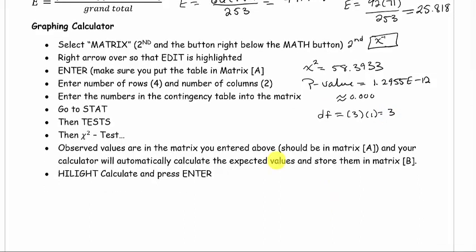Whenever we're doing these, our null hypothesis is always going to be that the rows and columns are independent, and the alternative hypothesis is always going to be that the rows and columns are dependent.